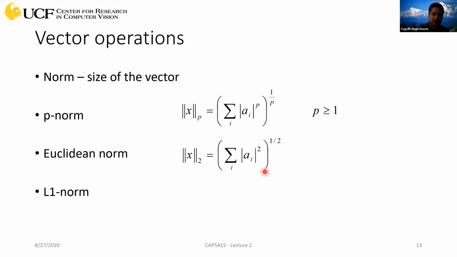The other important norm which is widely used is the L1 norm. And in this case, you just take the absolute value of each element in that vector and then just sum those values.